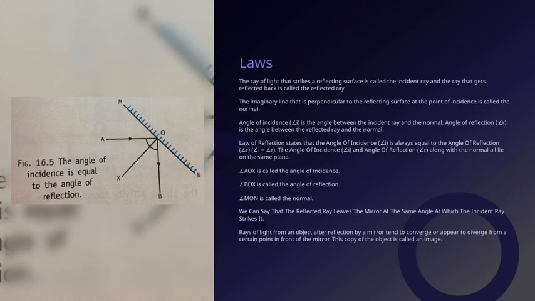Let's talk about some fundamental laws of reflection. When a ray of light hits a reflecting surface, we call that the incident ray. The ray that bounces back after hitting the surface is the reflected ray. Now, at the point where the incident ray strikes the surface, we imagine a line perpendicular to that surface. This is called the normal. It helps us measure angles consistently.